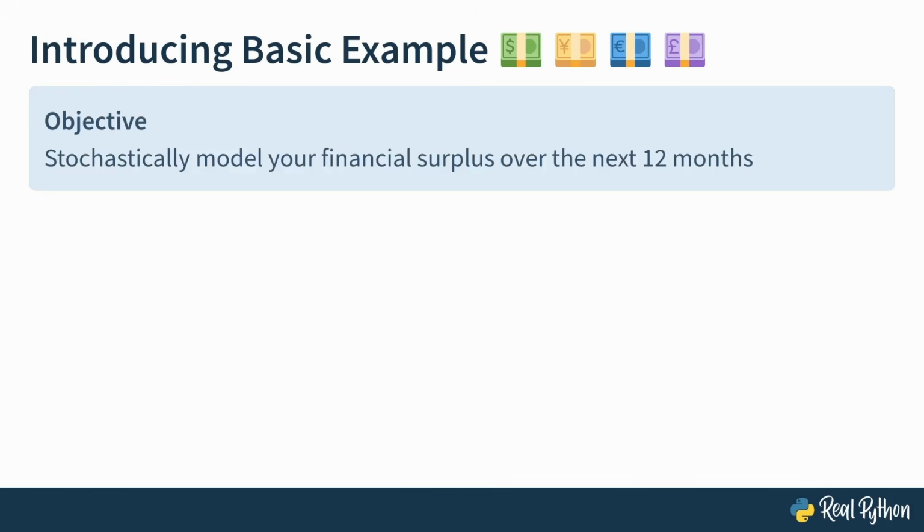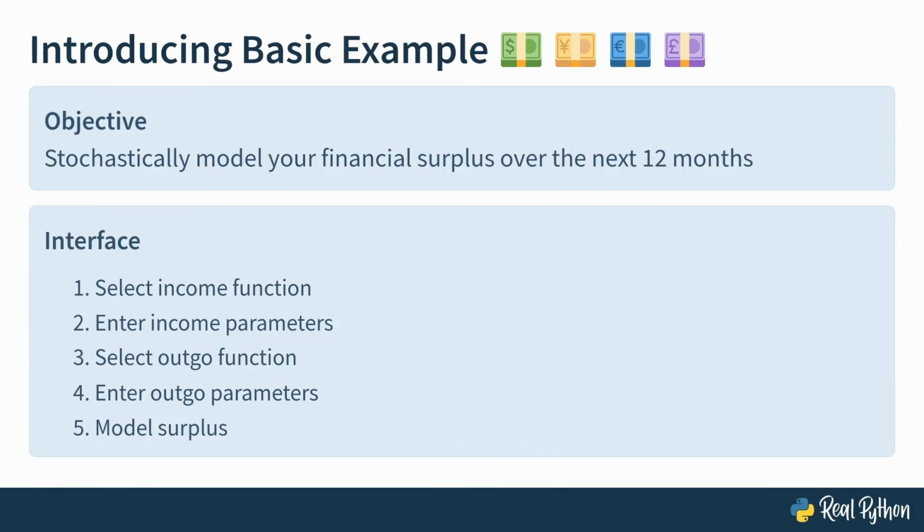Let's assume that you want to stochastically model your financial surplus over the next 12 months just to see if you have enough money for the next year. So the interface will be that firstly you select an income function, and there will be two to choose from. You then enter the income parameters that are related to that function. And then you do the same thing for the outgo. You select an outgo function. Again, there are two options there. And then you enter the relevant parameters for the outgo function. And then finally, based on the income and the outgo, you will model the surplus.